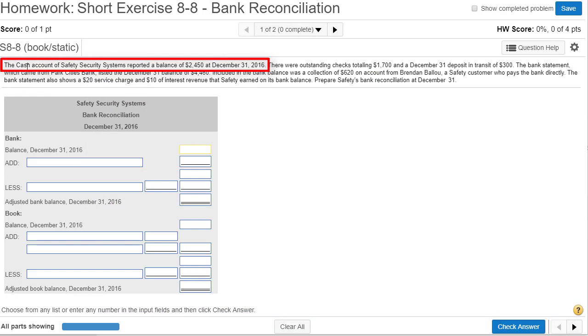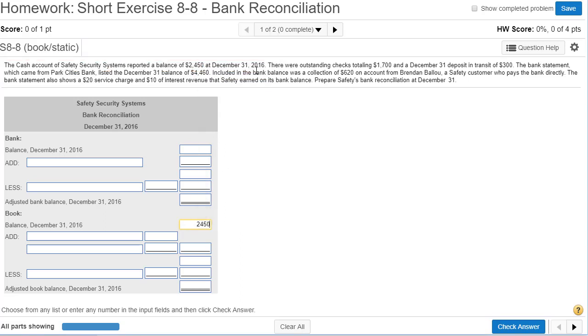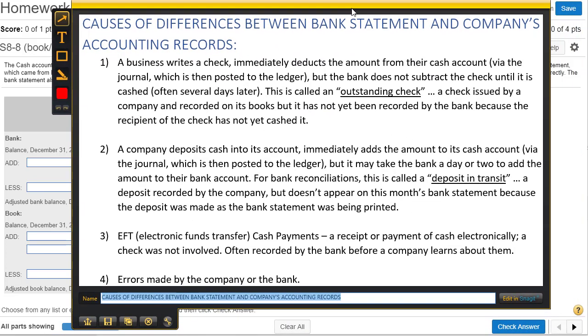So again, back up to here, the cash account of Safety Security Systems reported a balance of $2,450. So when we go look at our ledger, it says our cash account is $2,450. And then as we're looking through the bank statement, we find the following data points. There were outstanding checks totaling $1,700. Well, what's an outstanding check again?